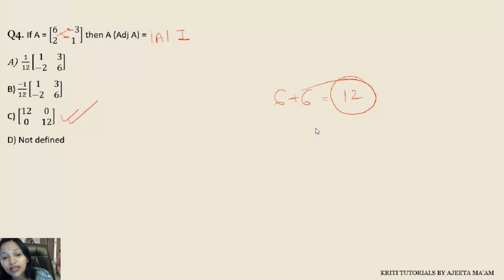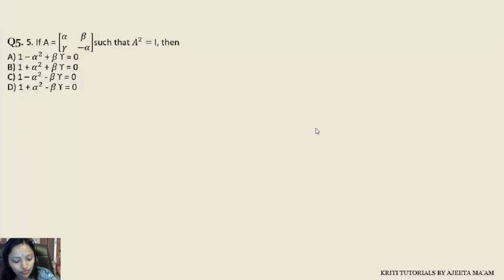If you don't know the properties, you will find the adjoint and then solve. Don't make those mistakes. Do it using properties. That is why properties are very important. Let's move on to the next.